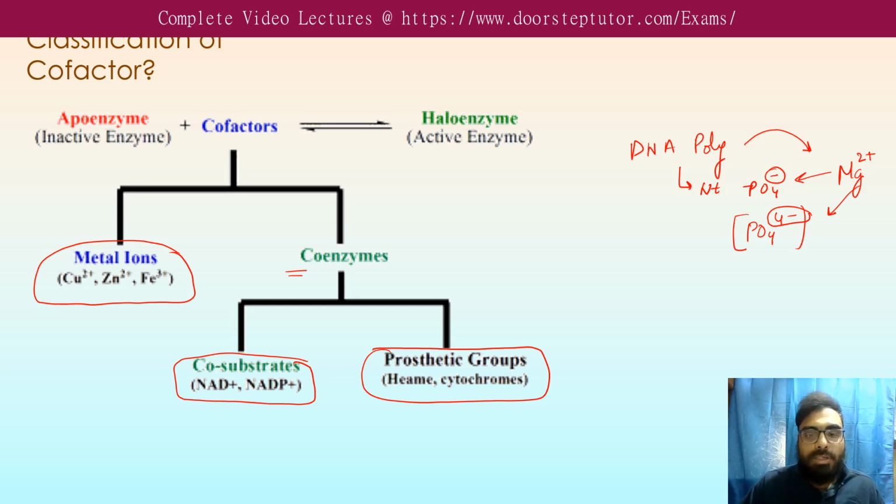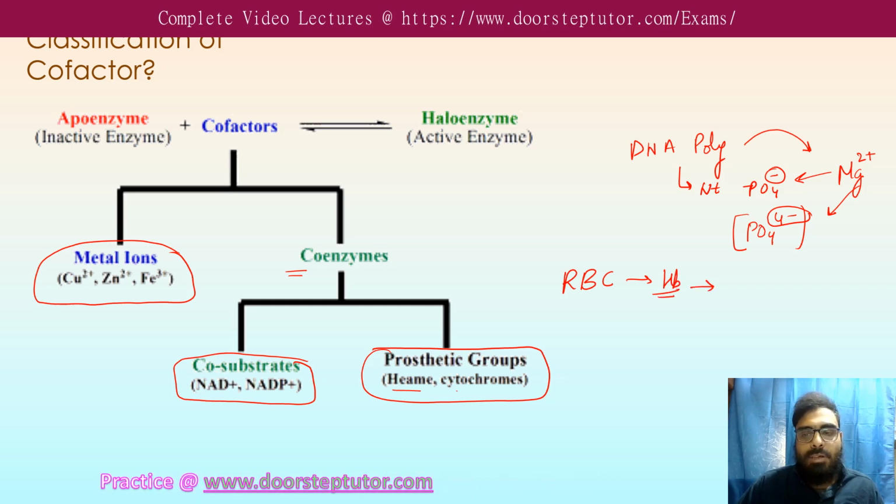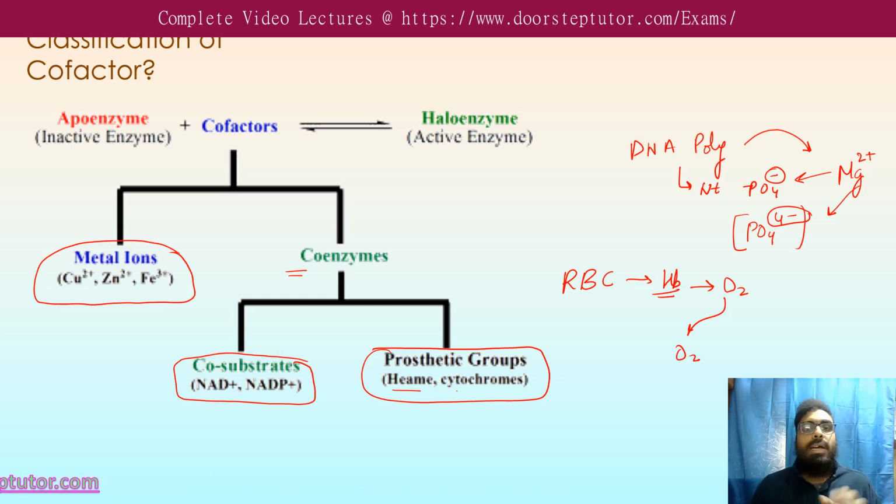Prosthetic groups usually consist of a heme group, like we'll see in RBCs. Hemoglobin also acts as an enzyme that accepts oxygen and also donates oxygen. Hemoglobin itself acts as an enzyme, and the heme group present in hemoglobin acts as a prosthetic group.